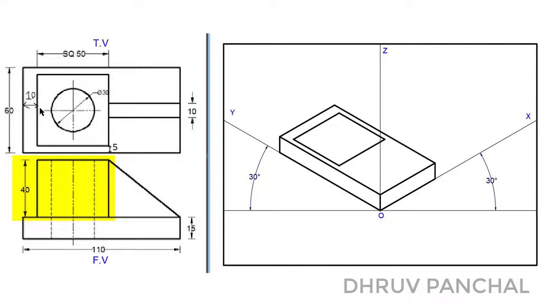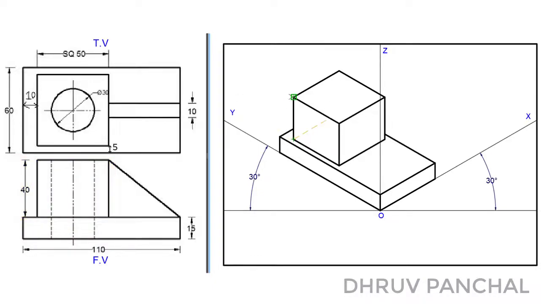As the height of this square box is 40 mm, with the help of a roller scale, from all the corner points of the square, draw a line parallel to line OZ of 40 mm and connect all the corners with the help of a roller scale as shown, and remove the unnecessary lines as per the requirement. Here you can see the dimensions for your reference.